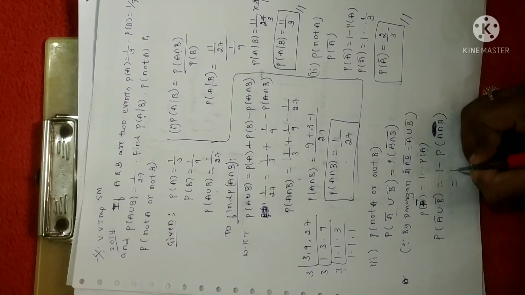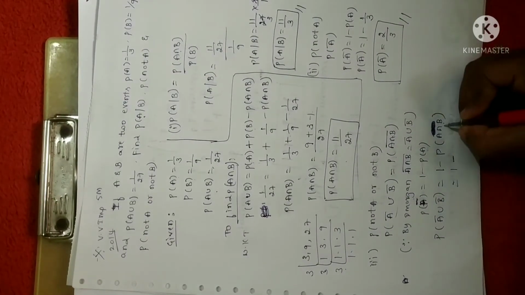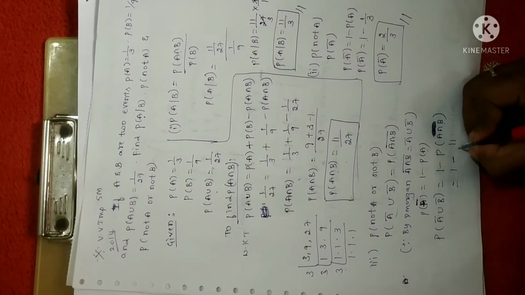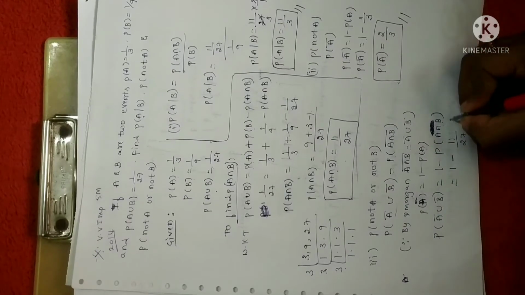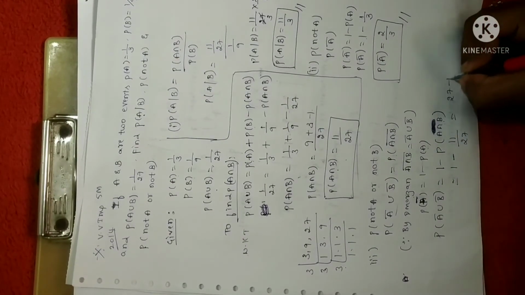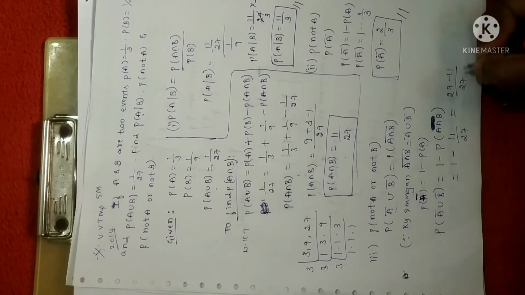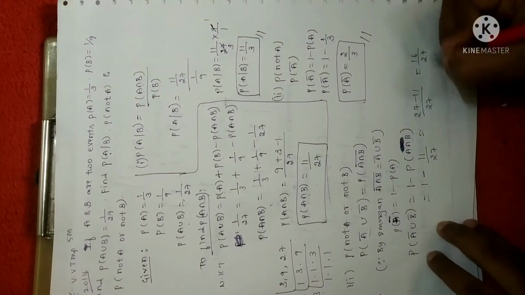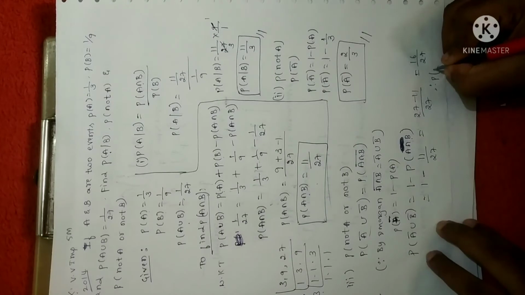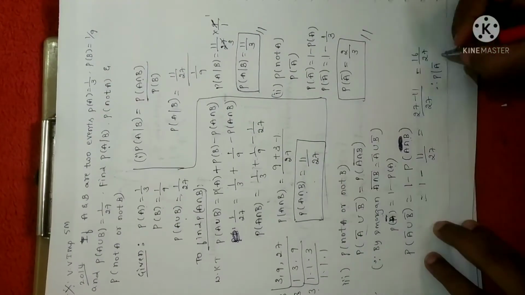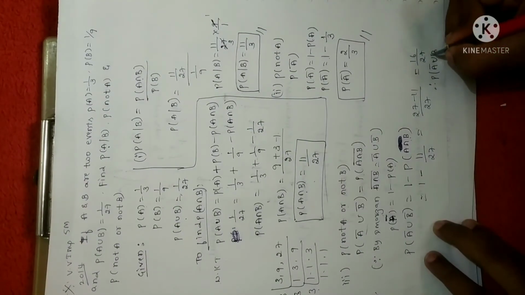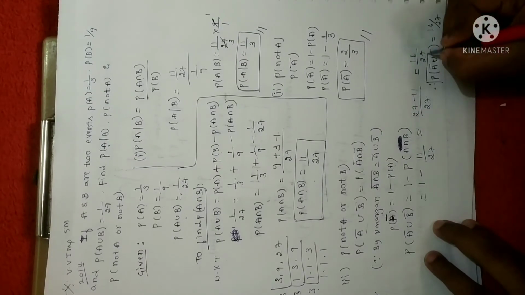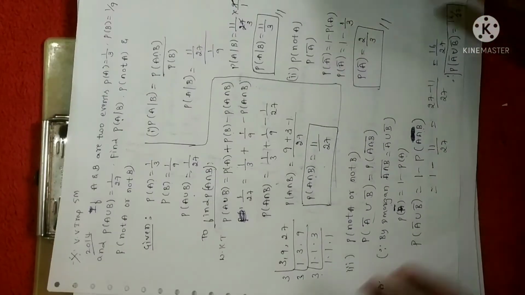Fine. Now let me calculate 1 minus probability of A intersection B, which I have already calculated, it is 11 divided by 27. Fine. Take LCM, you will get 27 minus 11 divided by 27. You will get 16 by 27. Therefore, probability of not A, in the sense A bar, OR union B bar is 16 by 27. So this is the solution for the third one.